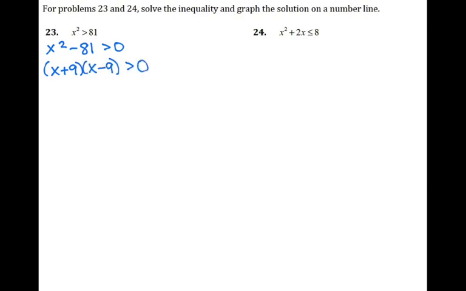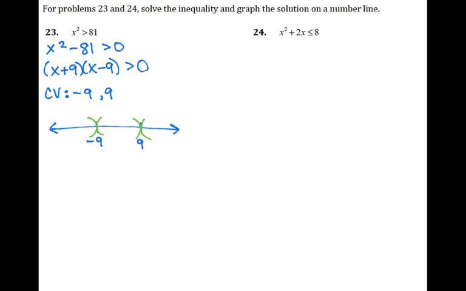And what I'm looking for right now is critical values, or my critters. So my first critter is negative 9, and my second critter is positive 9. It's the zeros of your factors. So on my number line, I'm going to go from negative 9 to 9. And since my inequality has to be greater than 0, it cannot equal 0. That means at -9 and at +9, I'm going to go ahead and put parentheses instead of brackets.